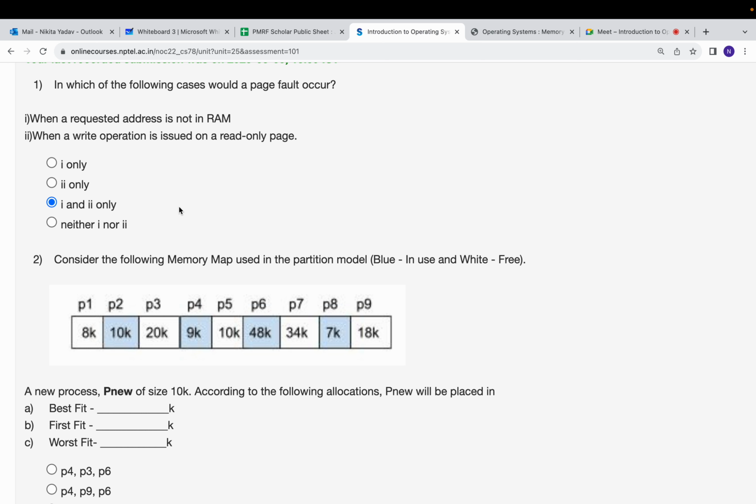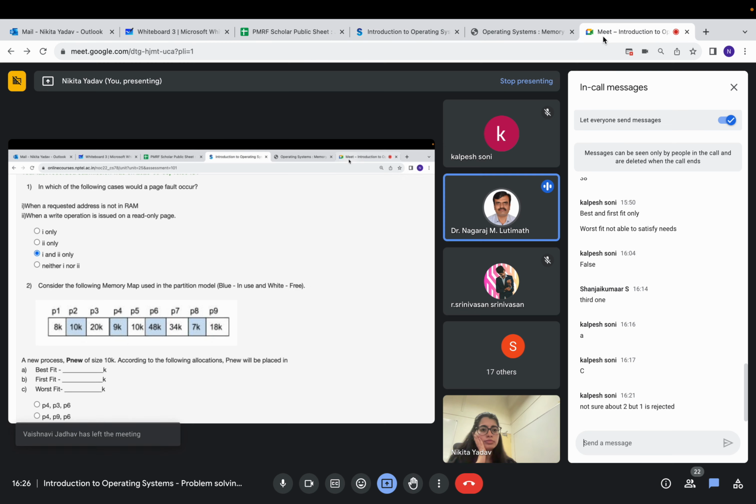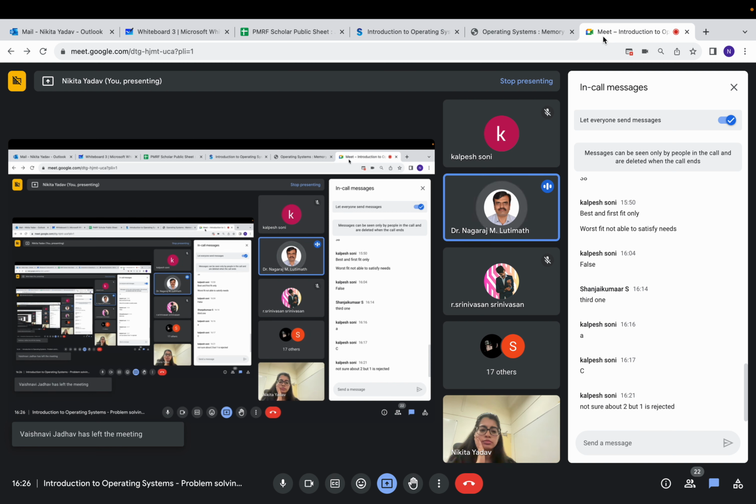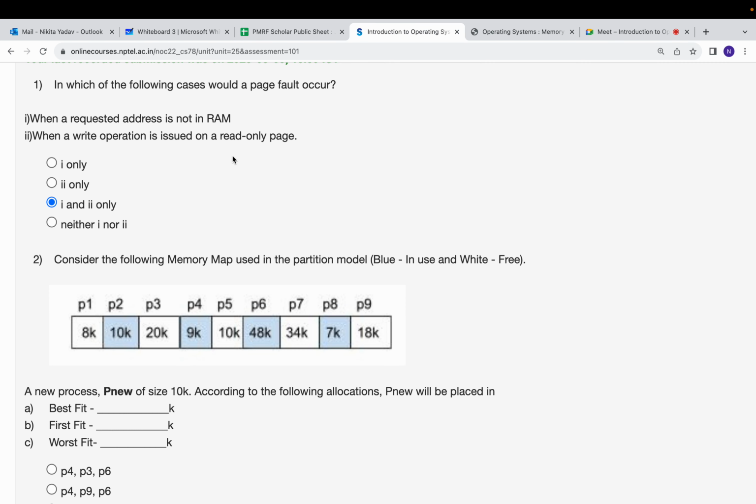Hello, ma'am. You just told us regarding the availability of the page in the main memory, right? We are not able to see the question, ma'am. Can you just go through the question? When a requested address is not in RAM, when a write operation is issued onto a read-only page, you are saying that 1 and 2, both, in which of the following page fault can occur? Both the conditions are true, ma'am. Yeah. When a requested address is not in RAM and when a write operation is issued on a read-only page.